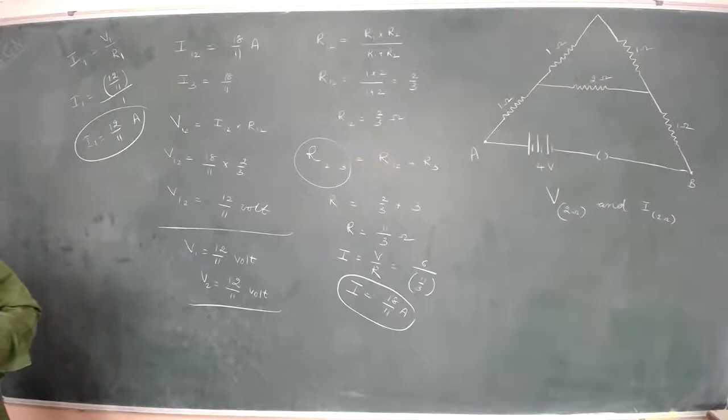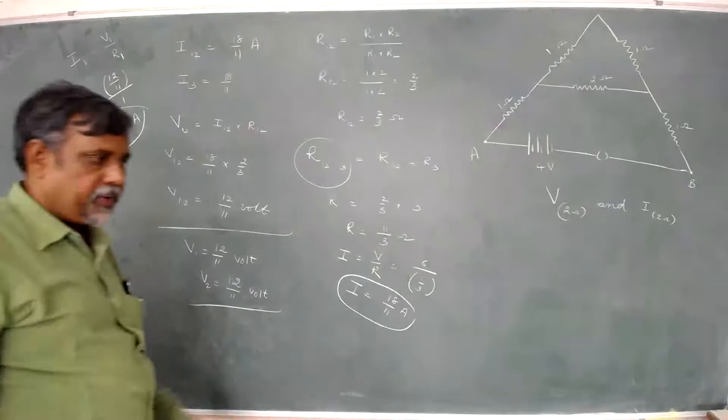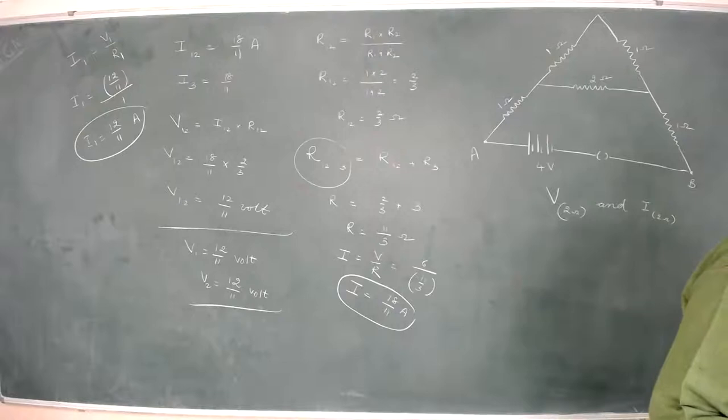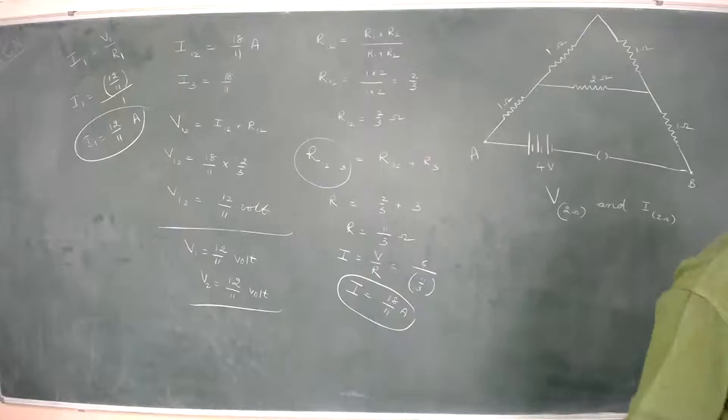And in this type of complicated figures, how do we estimate the series combinations and the parallel combinations? That depends on current. Wherever current is splitting, there is parallel. Wherever current is the same, series. That's it.